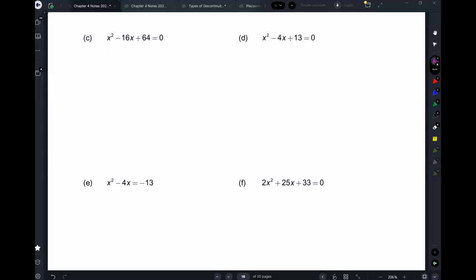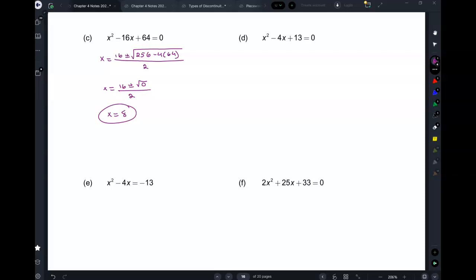Okay, so this one, x is 16 plus or minus the square root of 16 squared, you should all know. How much is 16 squared? 256. That's right. Minus 4 times 64 all over 2. Okay, and what's 4 times 64? Right, so this is just root 0 over 2, so this is just 8. Okay?